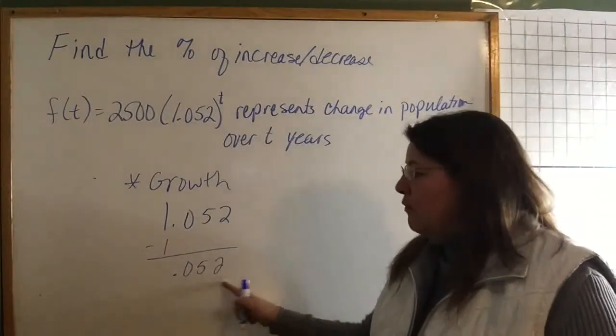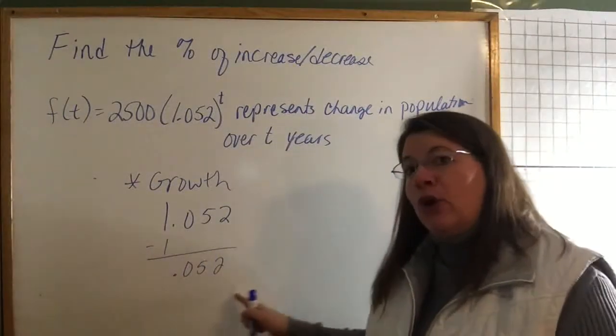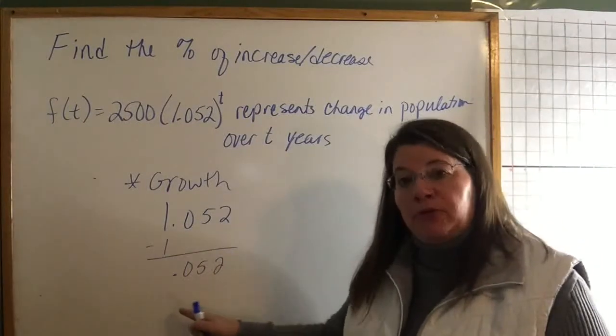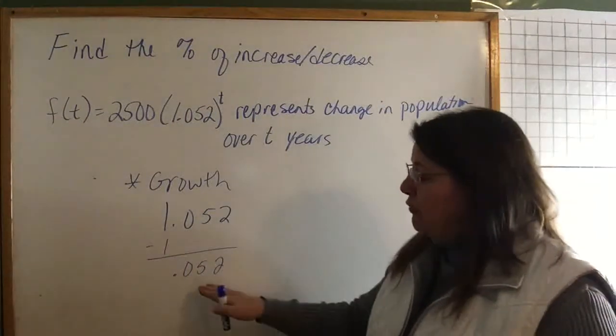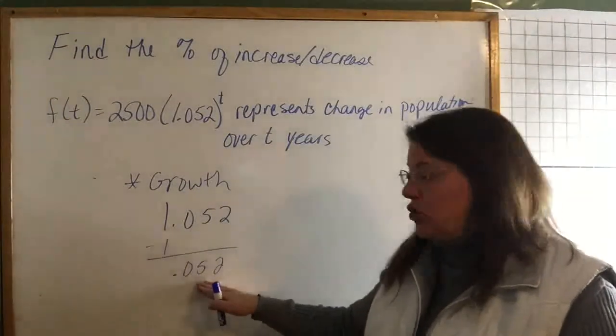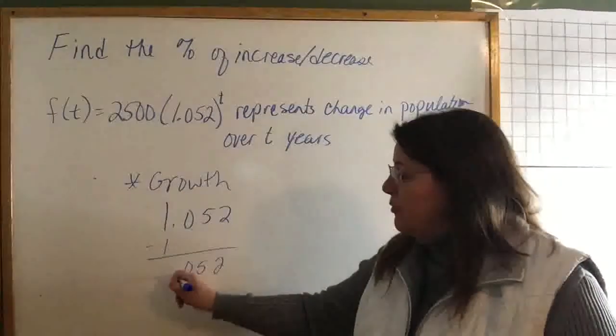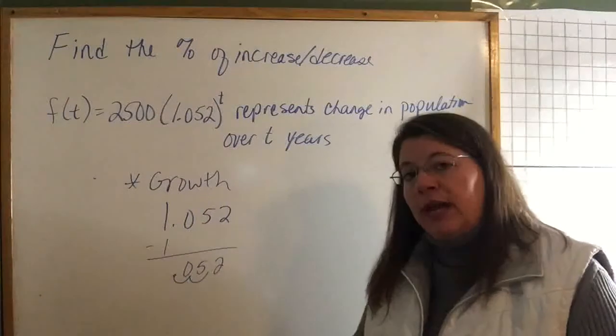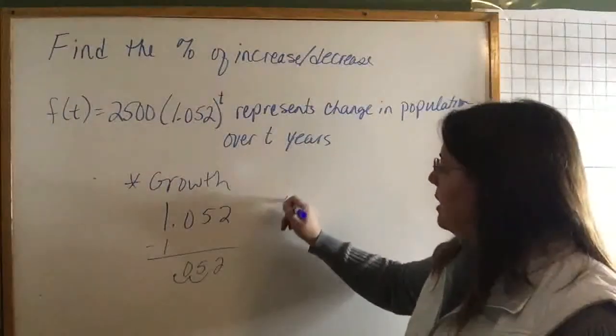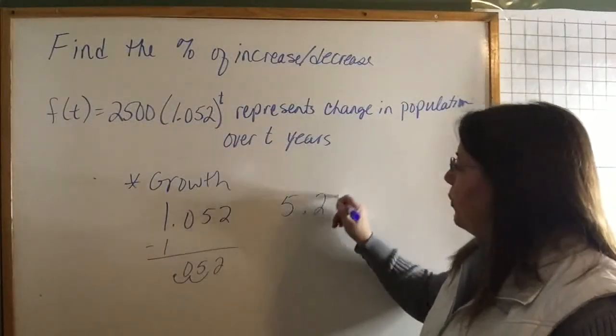So this represents my percentage of growth. That's how much over the 100% population I have. And if I rewrite this as a percentage, remember, to rewrite something as a percentage, you move the decimal to the right 2 places. So this population is growing at 5.2%.